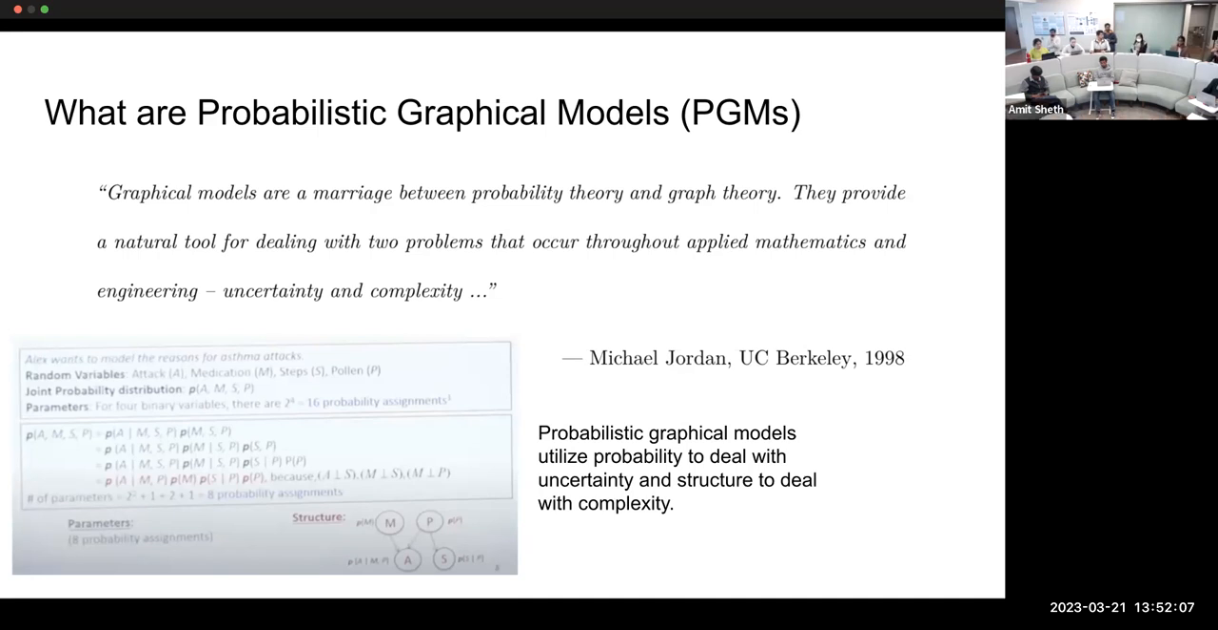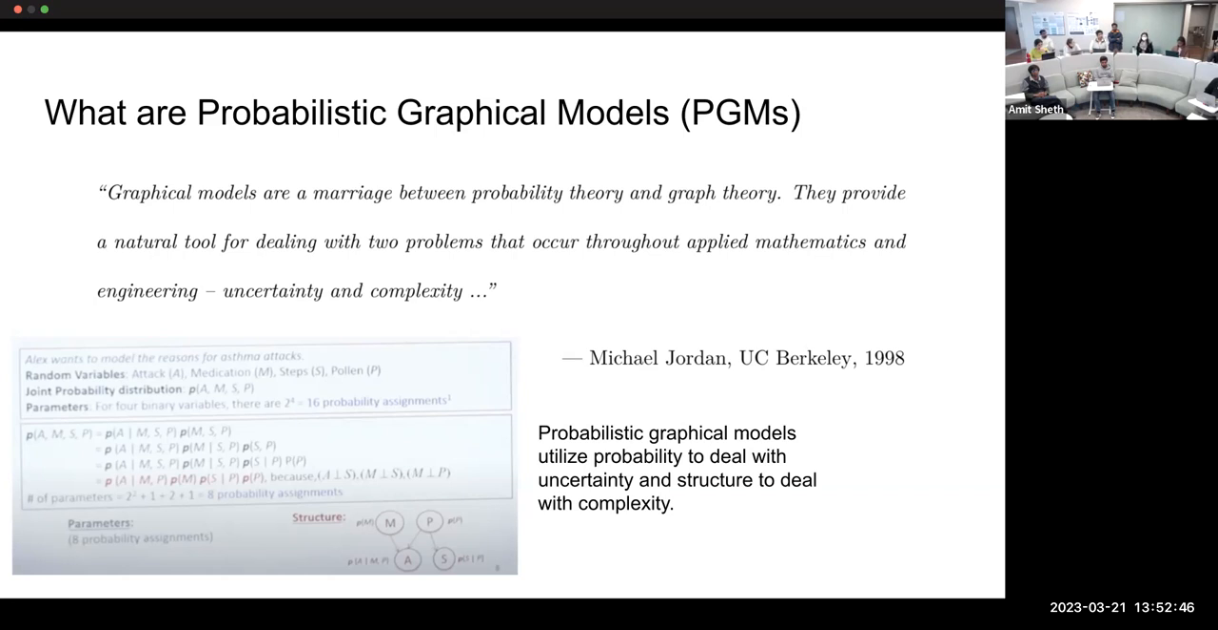Yeah. So taking that example, Pramod shows how PGMs can be used in this kind of problem solving. He takes the random variables as shown: attack, medication, steps and pollen, and then a joint probability distribution over those random variables. He designed parameters: four binary variables, so there are 2^4 = 16 probability assignments. Then we're talking about joint probability or conditional probability.